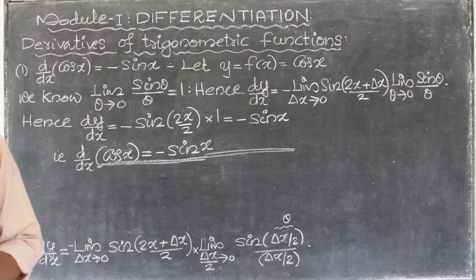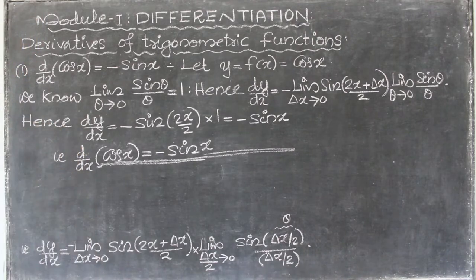Derivative of sin x is equal to cos x. Okay? And then save here.